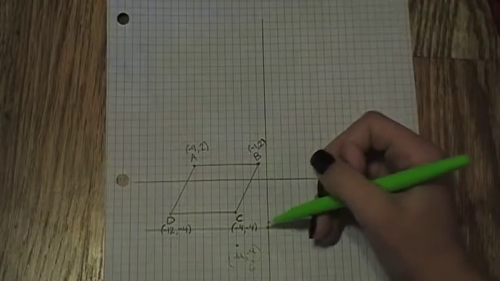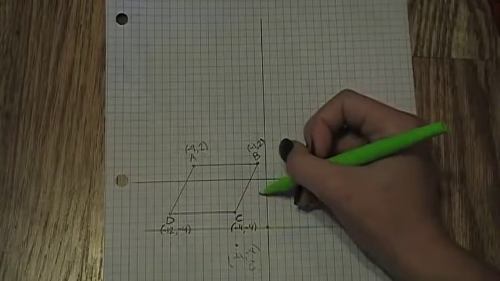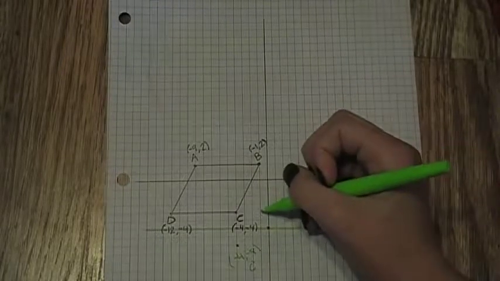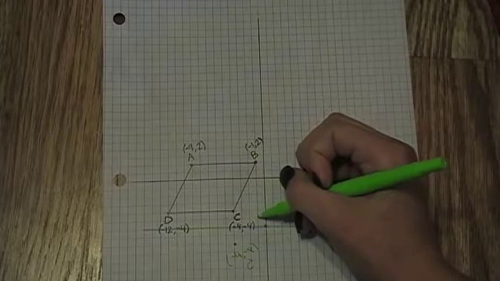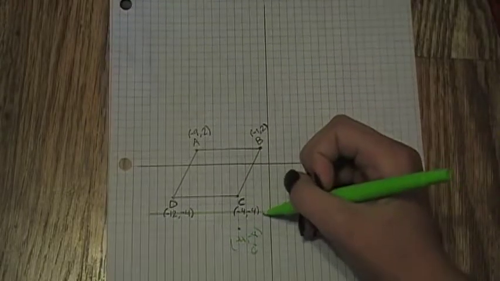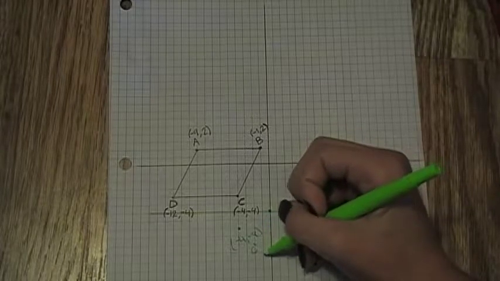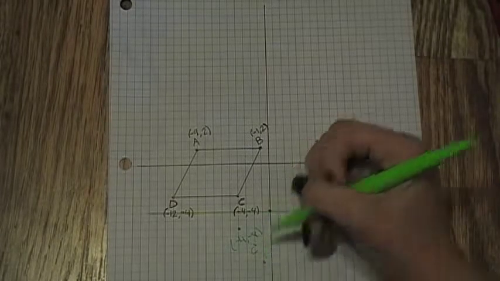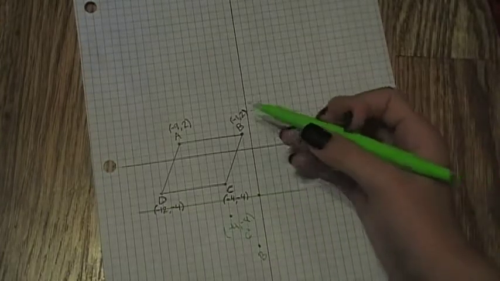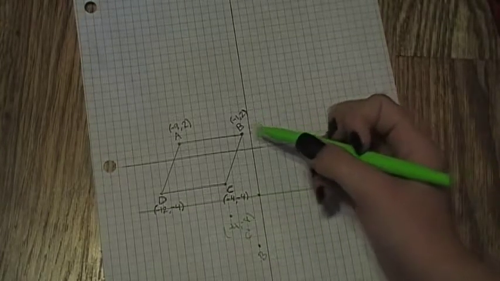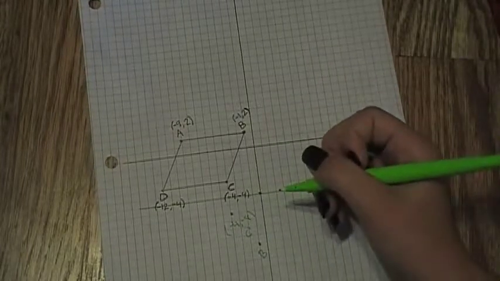So now we have B, which is, oh, well, 3, 4, 5, 6, 7, 8 away. So we just do, here's 4, 5, 6, 7, 8. So this is B. So that would be -1, -8. Wait, yes. Okay.